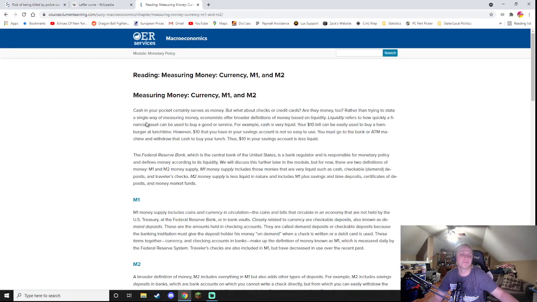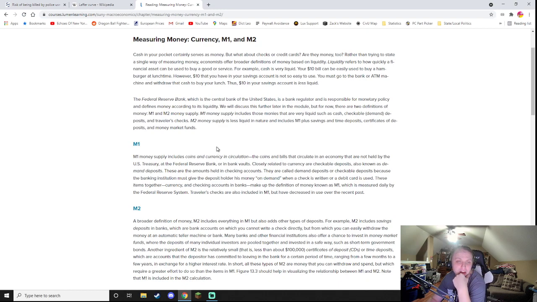Measuring money. Cash in your pocket serves as money, but what about checks or credit cards? Are they money too? Rather than trying to state a single way of measuring money, economists often offer broader definitions of money based on liquidity. Liquidity refers to how quickly a financial asset can be used to buy a good or service. For example, cash is very liquid. Your $10 bill can be easily used to buy a hammer or a burger at lunchtime.